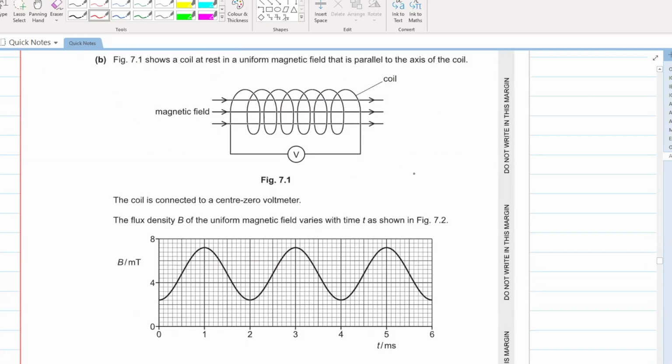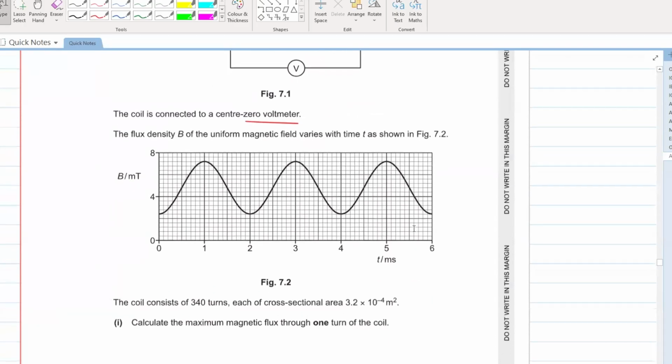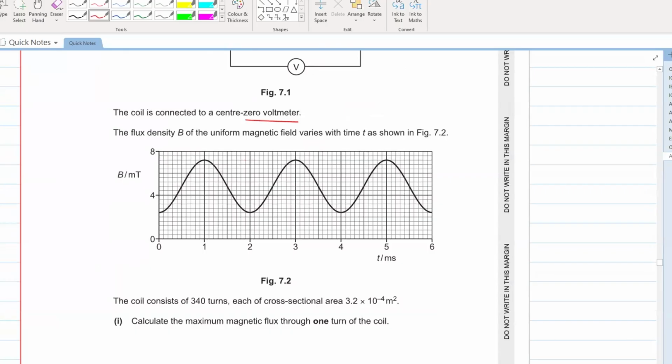Figure 7.1 shows a coil at rest in a uniform magnetic field that is parallel to the axis of the coil. A coil here that is at rest in a magnetic field. The coil is connected to a center 0 voltmeter. Perfect. This is a center 0 voltmeter. The magnetic flux density of the uniform magnetic field varies with time as shown in figure 7.2. This is how the magnetic flux density varies with time. The coil consists of 340 turns. Each has a cross-sectional area of this.